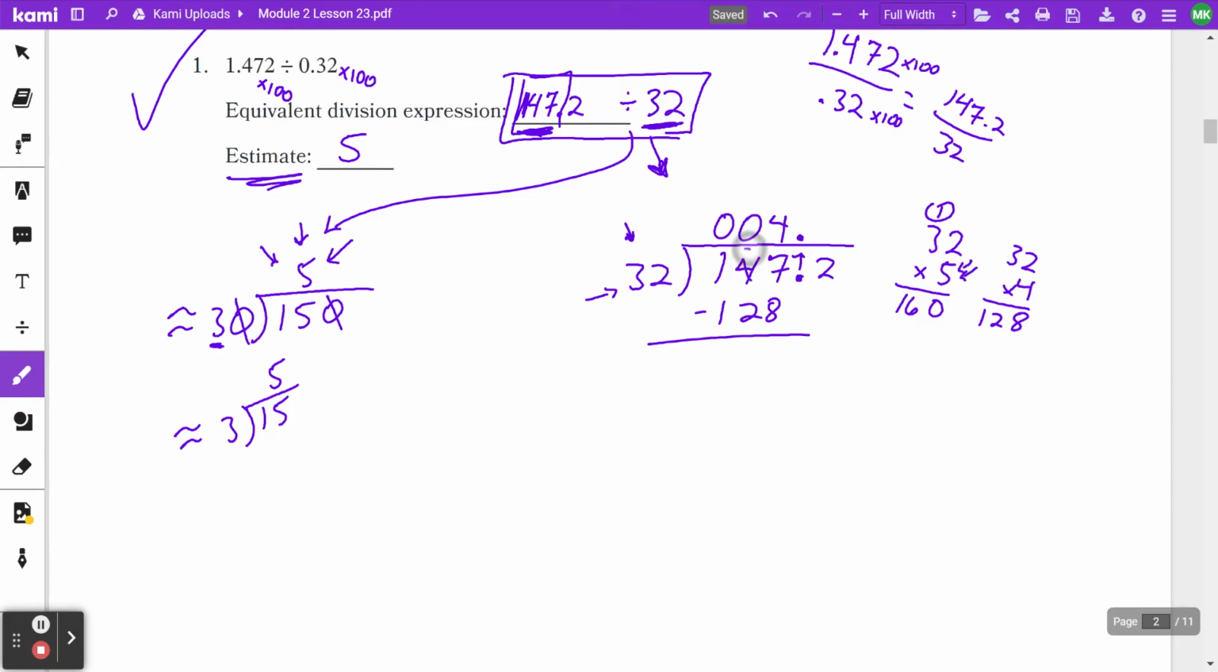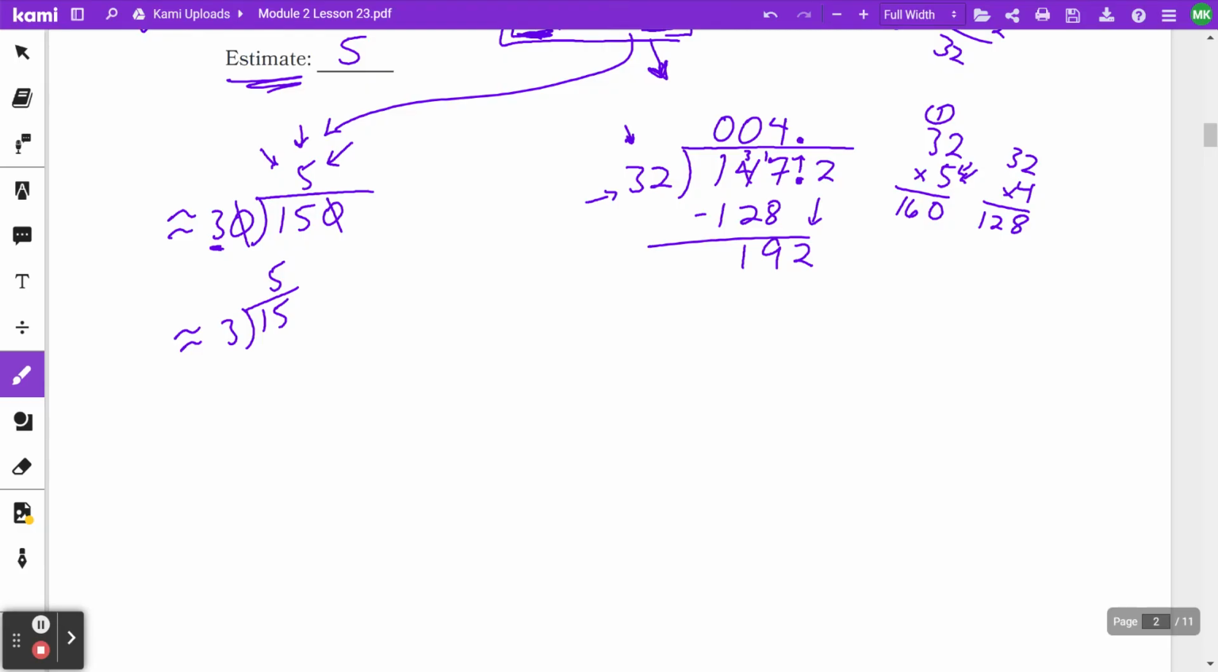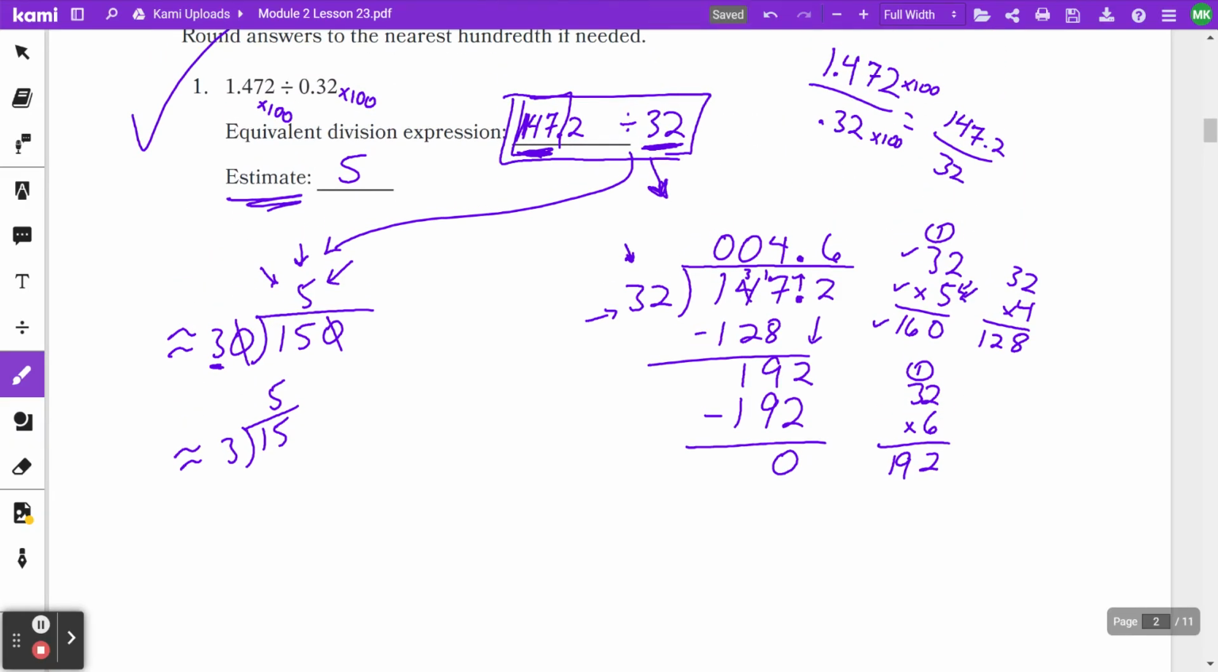Let's subtract. There's a 9 right there. There's a 1. Bring this guy down. There's a 2. We need to climb the ladder here a little bit. This is a 160 times 5, add 32, and that's probably going to work. So let me do a little 32 times 6. 18, 19, and wow, that worked out nicely. A little 192, nothing left, so I am done. So 4.6 is my answer. If I compare that to my estimate, that works out great, because my estimate is 5.